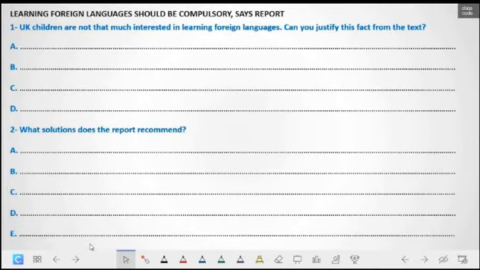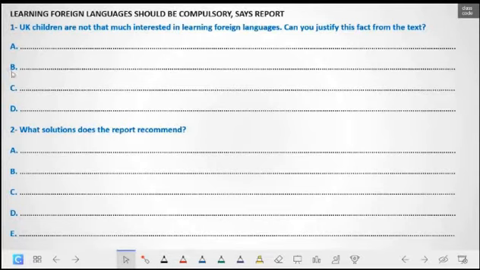UK children are not that much interested in learning foreign languages. They don't like learning a foreign language. They speak English, so they have to learn another language like German or Arabic or French. All right. So why aren't they interested in learning a foreign language? You have to give me the reasons for that. Can you justify? This means that you have to give reasons.